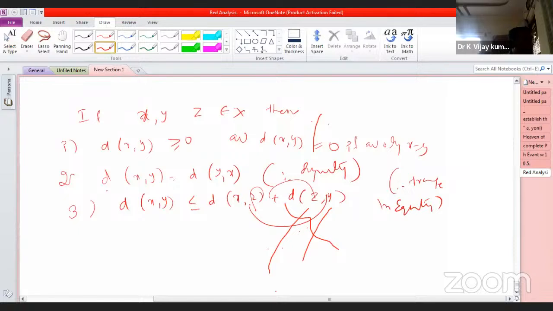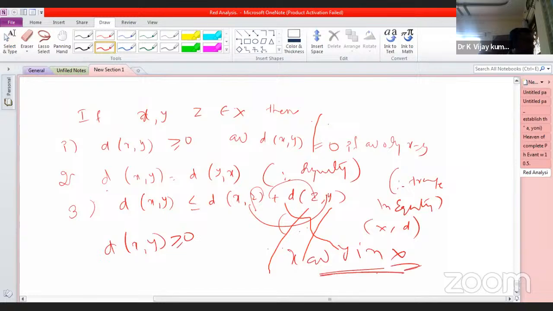Also, we know that D is a real function defined as a set of ordered pairs of the elements of X, and we call D a metric on X. Thus the metric space is a non-empty set with a metric defined on it, a pair (X, D). For any two elements x, y belonging to X, D of x, y is a unique real number. Therefore D of x comma y greater than or equal to 0 is called the distance between x and y in X.